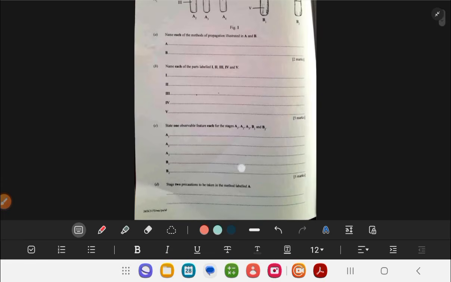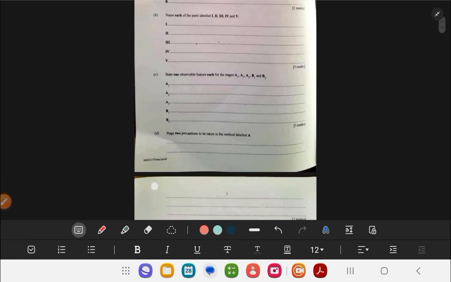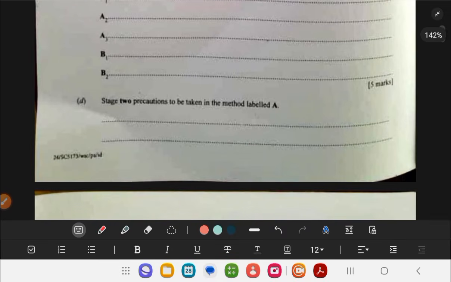Then the D, we have been asked to state two precautions in the method labeled A, which is budding. When cutting the bud, make sure you use a sharp cutting tool so that you don't get a rough bud, which wouldn't be compatible for the vegetative propagation. And also the budding operation should be performed early in the morning or in the evening.